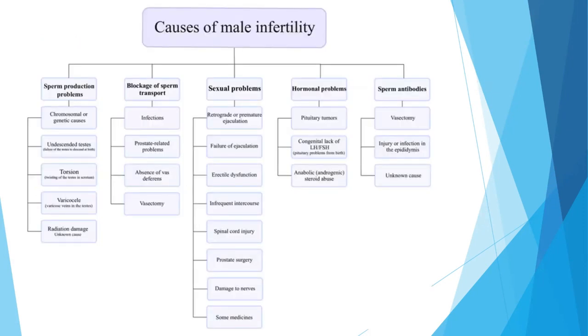Now, these are the typical causes of male infertility. Let's just skim through all of them. It can be divided into these subclassifications. Number one is sperm production problems like chromosomal causes, undescended testes, torsion of testis, varicocele, or radiation damage. Then blockage of sperm transport, maybe due to an infection, prostate-related problems, or absence of vas deferens. Maybe due to some sexual problems like fear of ejaculation, erectile dysfunction, spinal cord injury, or prostate injury. Due to hormonal problems like pituitary tumors and anabolic steroid abuse, and due to sperm antibodies like vasectomy or injury or infection in the epididymitis.